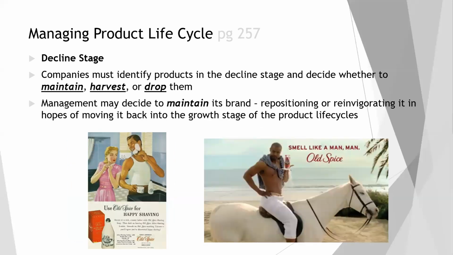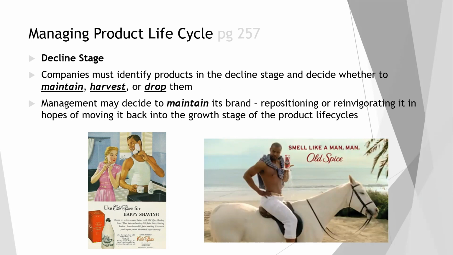So companies must identify products that are in the decline stage and decide whether to maintain, harvest, or drop them. So management may decide that it's going to maintain its brand. It may decide that it's going to reposition or reinvigorate it in hopes of moving it back into that growth stage of the product life cycle.